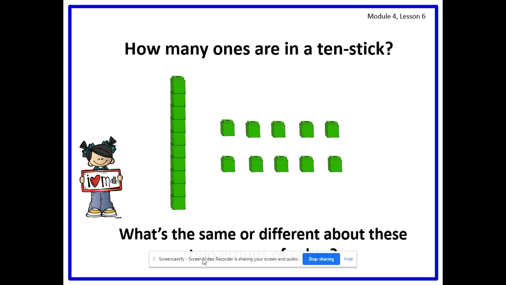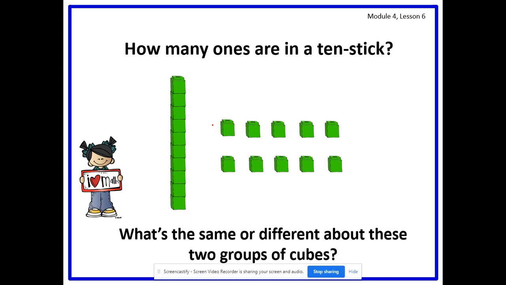What's the same or different about these two groups of cubes? Well, they're different because one of them is a 10 and the other one is 10 ones, the ones that are separated. But they are the same amount. The 10 stick is made up of 10 cubes, and the 10 ones are also made up of 10 cubes. So if you would put the ones together, they would be a 10 stick because they are 10.